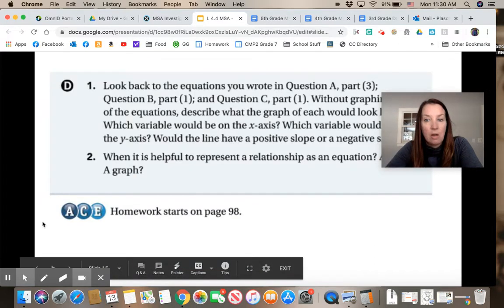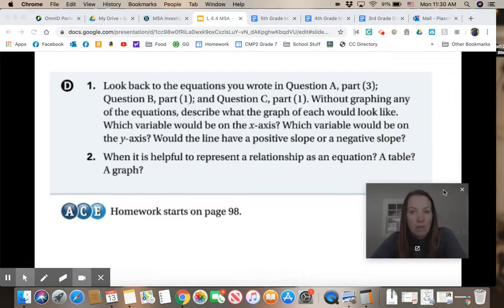Let me double check. Oh, I lied. There is a question D. Look back at the equations you wrote for question A, part 3, question B, part 1, and question C, part 1. So that means look at the equations that you wrote for question A, question B, and question C. Without graphing any of them, describe what the graph would look like. Which variable would be on the x? Which would be on the y? Would it be positive or negative slope?